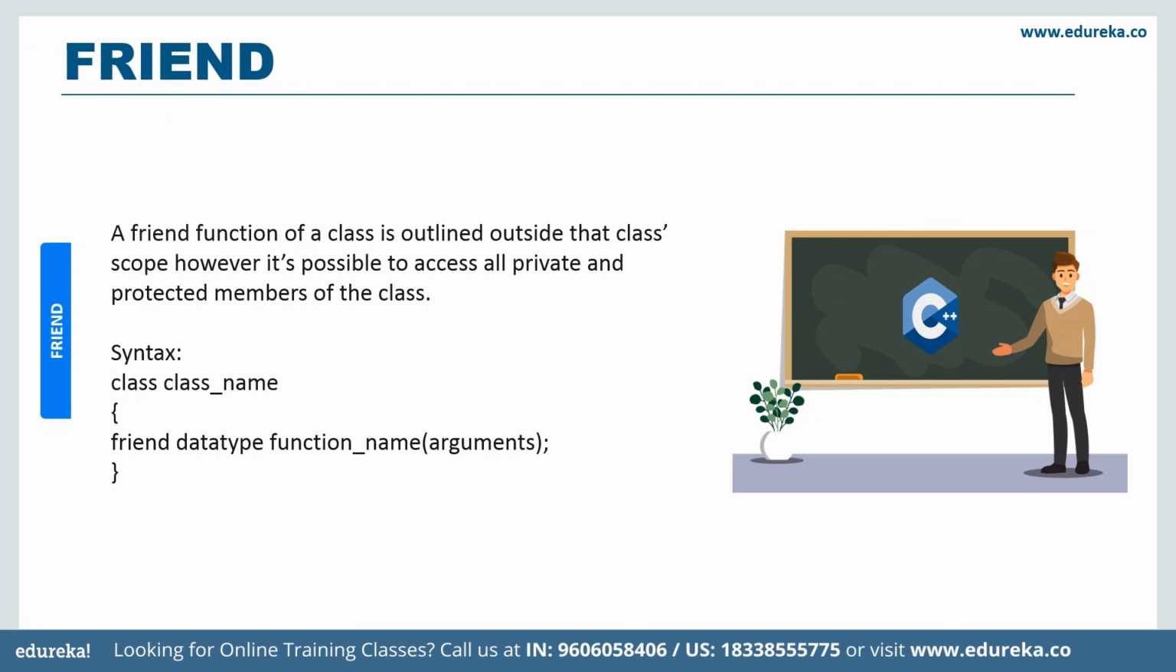Class is the keyword here. Followed by that, you have to provide the class name to which you have declared your friend function, and inside the block you have to use the keyword friend. Followed by that, you have to place a data type and the function name inside which you have the arguments. Now let us execute a program based on friend function to understand its terminology in a much better way.